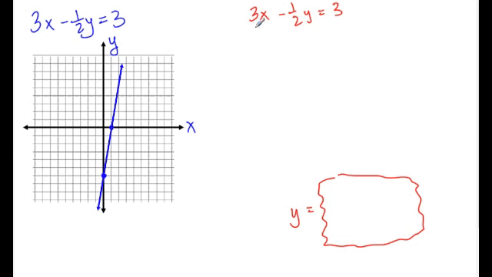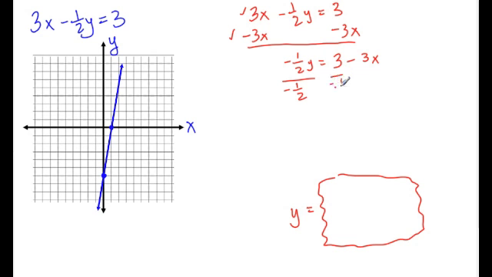So what am I going to do? I'm going to get rid of the 3x. Subtract 3x. Now remember, we can't do this subtraction. We can do this one because 3 bananas minus 3 bananas is 0 bananas. But we can't do this one. We can't do 3 apples minus 3 bananas. It doesn't work. So I still have negative 1/2 y over here. And then I just have 3 minus 3x. Good. So negative 1/2 times y. The opposite would be divide.